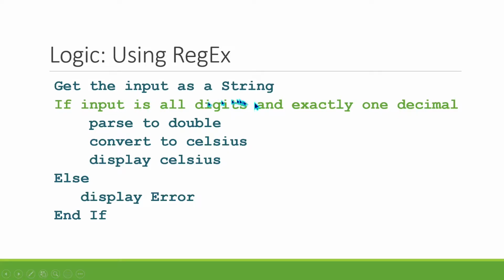And then if it's true, if it does match the pattern that we want for a valid decimal number, then we can convert our data, calculate the Celsius value, and display the Celsius value. But if this is not true, if it does not match our pattern for a decimal number with digits and exactly one decimal, then we will display an error message. Again, if you haven't done much programming up to now, that's totally fine. If you're just here to learn regular expressions, we're going to do that right now.